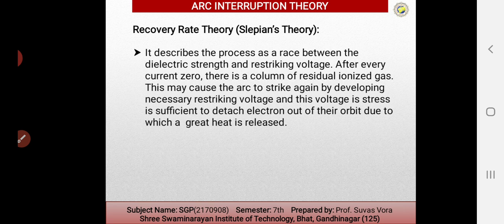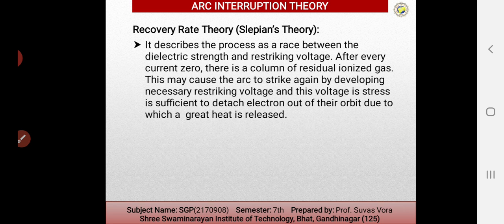Now the rate of recovery theory. The recovery rate theory states that if the rate at which the ions and electrons combine with each other and are replaced by neutral molecules, that is, the rate at which the gap recovers its dielectric strength, is faster than the rate at which the restriking voltage rises, the arc is interrupted. It is seen as a race between the dielectric strength and the restriking voltage.